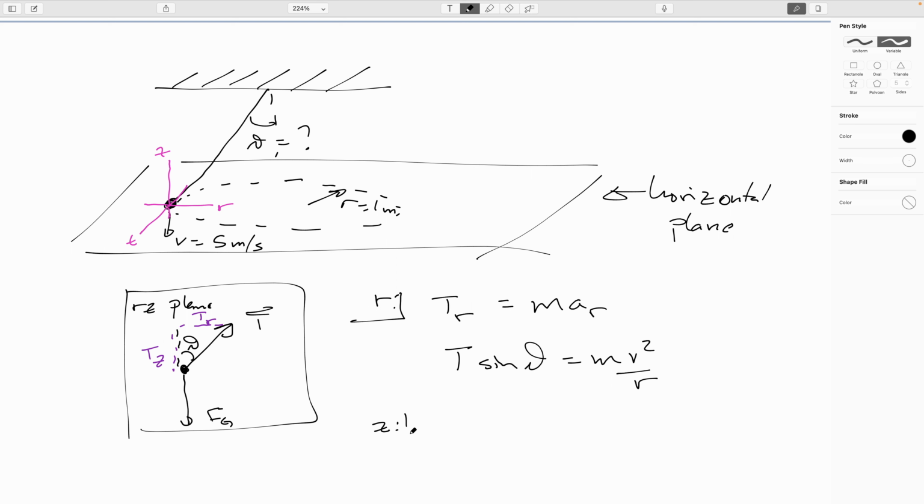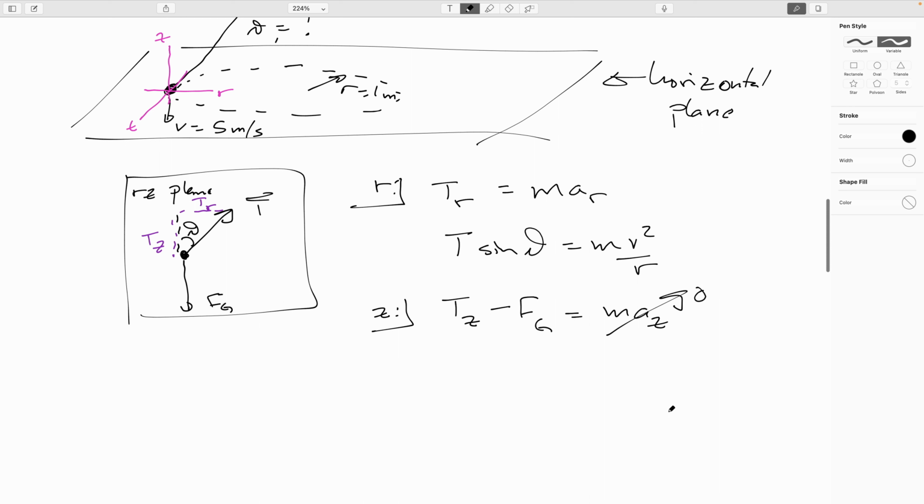Then in the z direction, what we have is the z component of tension up, and then gravity down, will equal m a sub z. Well, a sub z we said was 0. And T sub z is going to be T cosine theta. So that'll equal F_g, or we can write that T cosine theta is equal to mg.